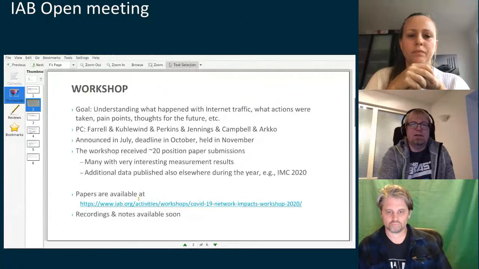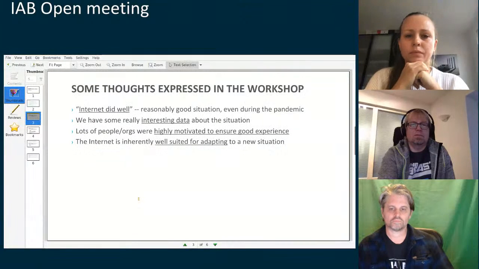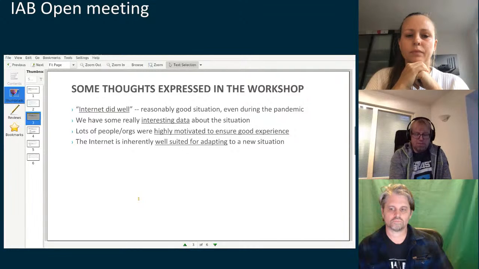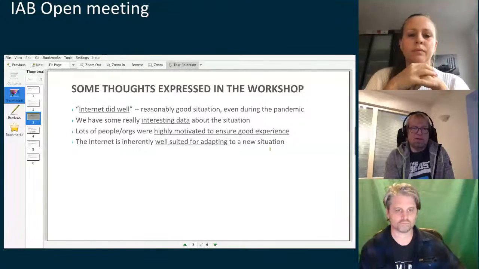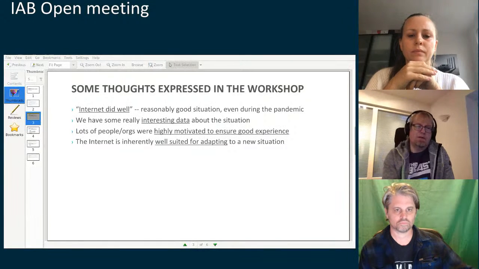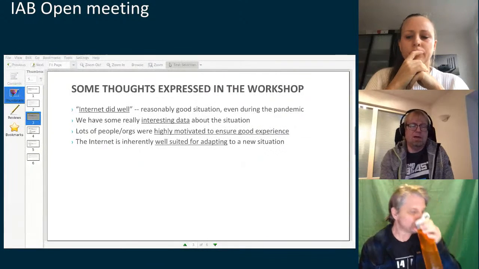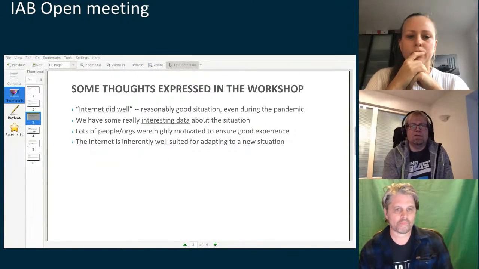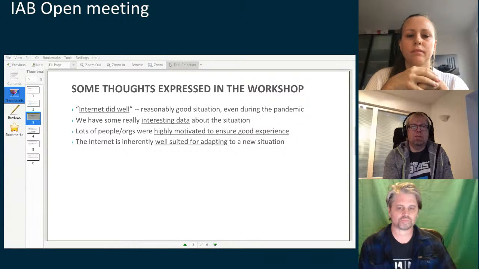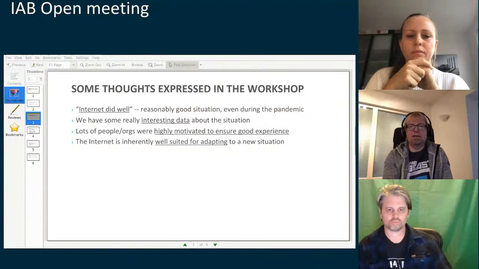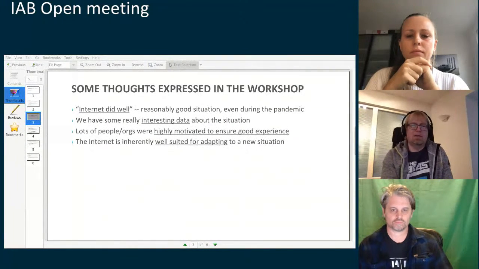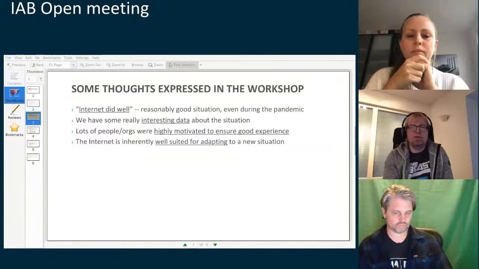Let's go to the next slide. We had lots of discussion in the workshop. We met on 3 separate days and thought about what we saw, what worked well and why, and what did not work well, and so forth. Let's go through briefly some of the thoughts that were expressed. I think the overall feeling was that the internet did pretty well. We had a reasonably good situation, not perfect, with some slowdowns, and all of us probably experienced the "this meeting thing doesn't work right now" event quite often.